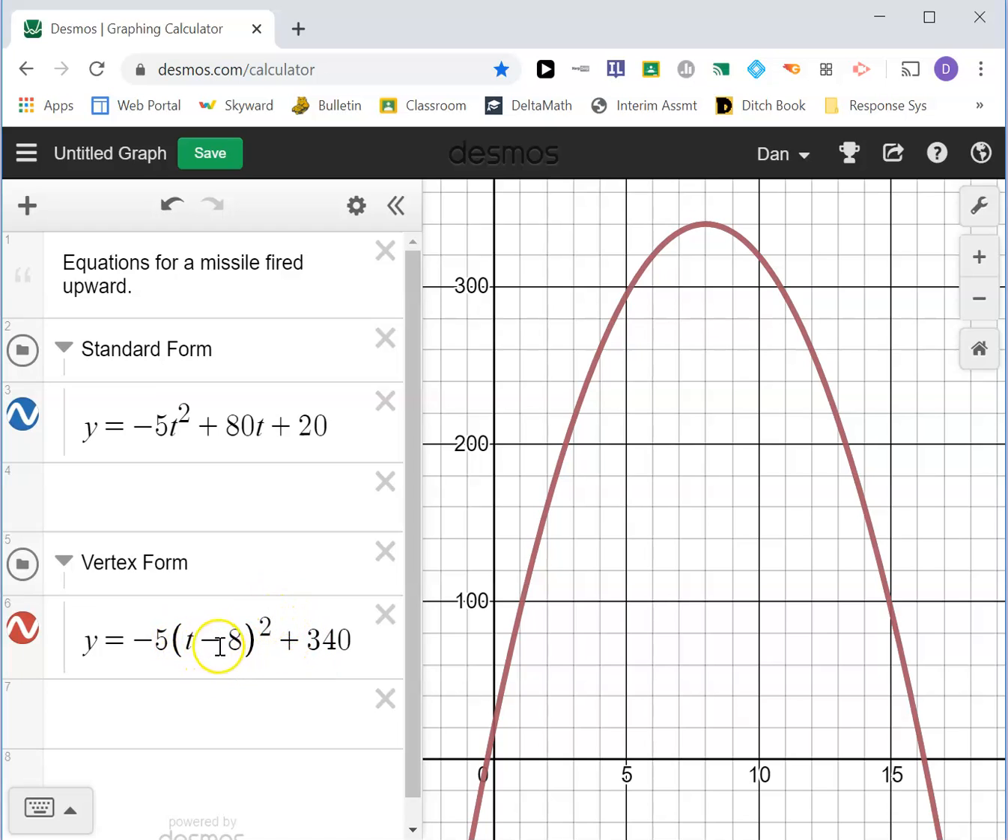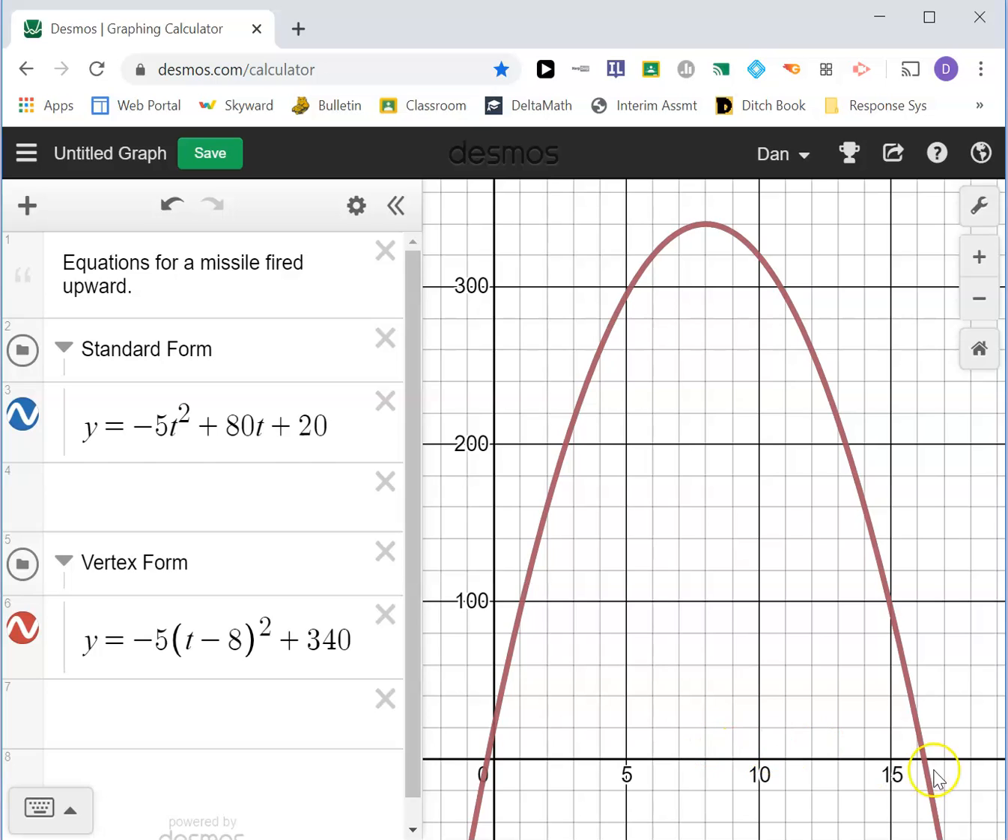It took 8 seconds to get all the way to its maximum height. And at its maximum height, it was 340 meters in the air. So you can tell that information just looking at the equation. This tells me not only how long it took to get to the maximum height, but also what that maximum height was.